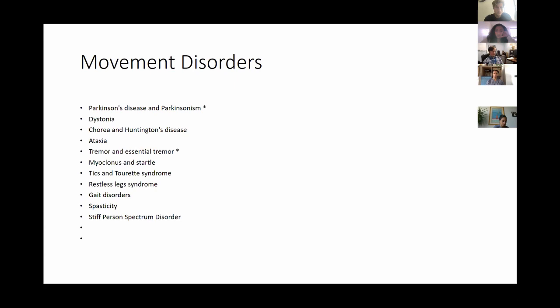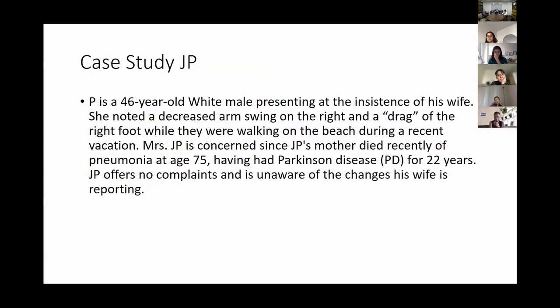And then you break it up into hyperkinetic movement, which is too much movement, which we see as forms of chorea or dyskinesia, or hypokinetic, which is very common in Parkinson's, a term called bradykinesia. So this is just a case study that I kind of thought was interesting.